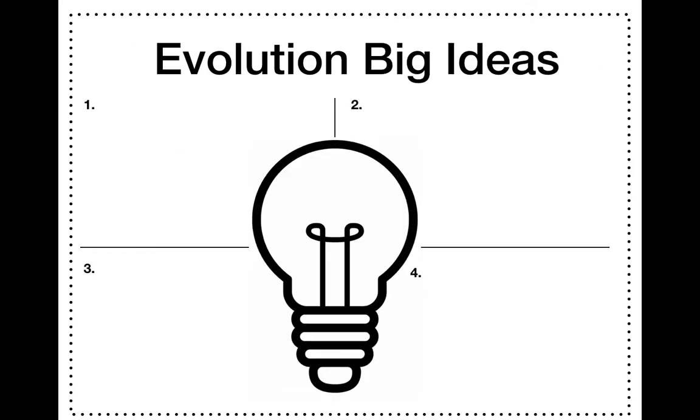Next, we have our big ideas page. So just write your 4 big ideas. It's a 2-pager with a nice light bulb in the center, and we'll go back and fill this in throughout the unit as we have in our previous units as well.